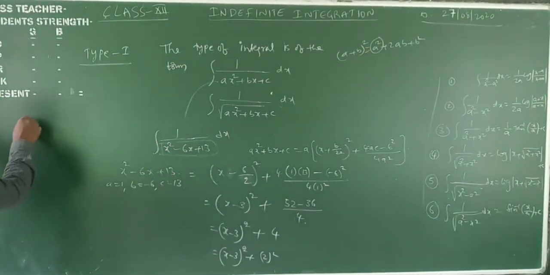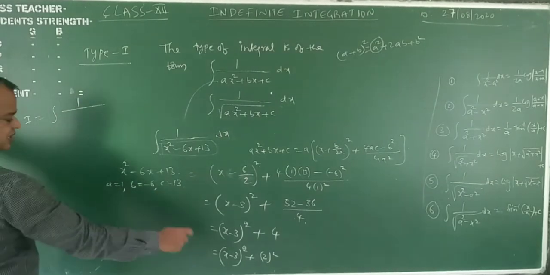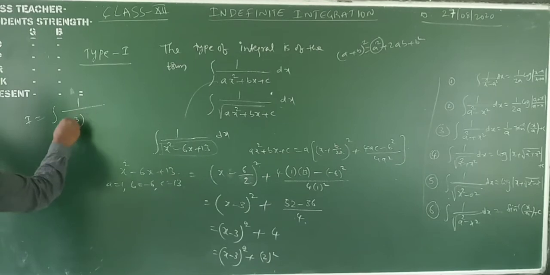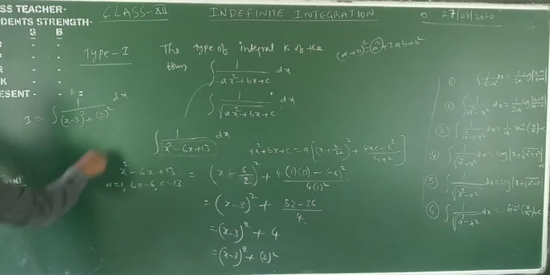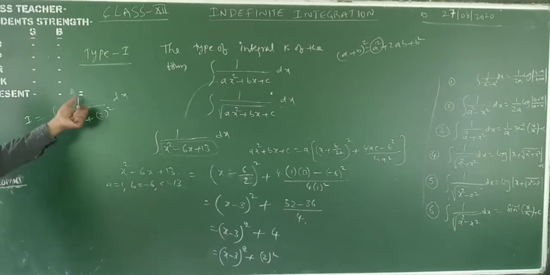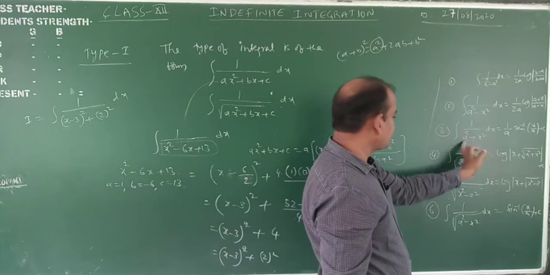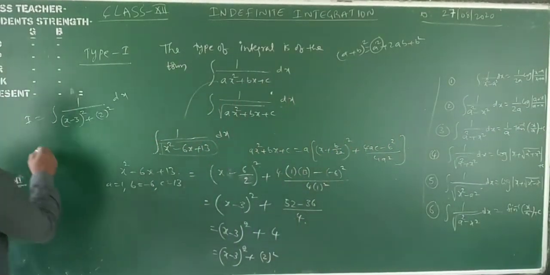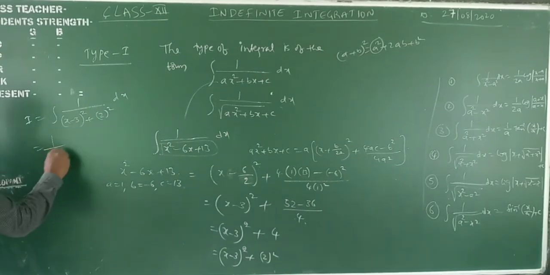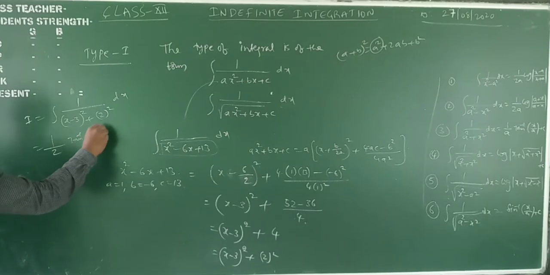I is equal to the integral of 1 by x square minus 6x plus 13, which means (x minus 3) whole square plus 2 square. What is the formula going on? 1 by x square plus a square, where this is x and this is a. The formula for 1 by x square plus a square is 1 by a tan inverse of x by a. Here 1 by a value is 2, so 1 by 2 tan inverse of (x minus 3) by 2, plus c.